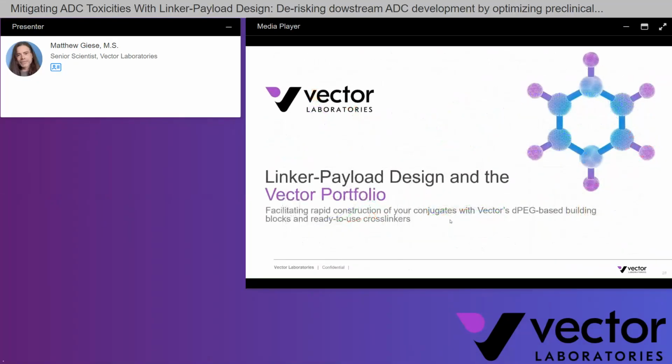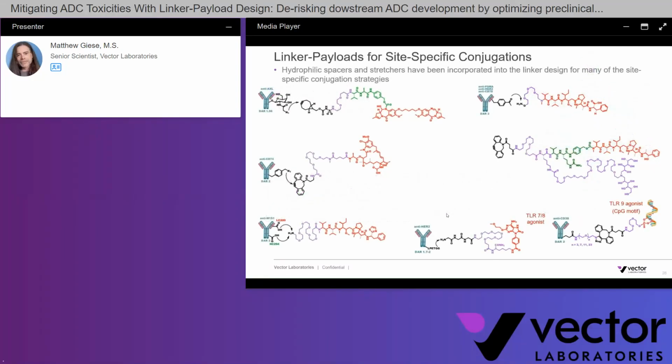So we'll wrap this up with some examples from the Vector linker portfolio that you could use to synthesize conjugates such as these, or screen different conjugation strategies or linker variables if that's desired. So most of this webinar focused on conjugation to hinge cysteines because there's more precedent for the PEG, but site-specific conjugation strategies are rapidly becoming the dominant approach, and they also incorporate PEG components. The example on the top left is Synaffix's technology for QuickChem at modified glycans. This is ADC Therapeutics' phase 1 candidate.